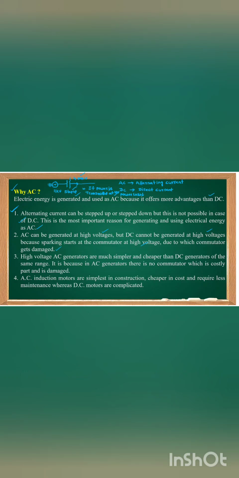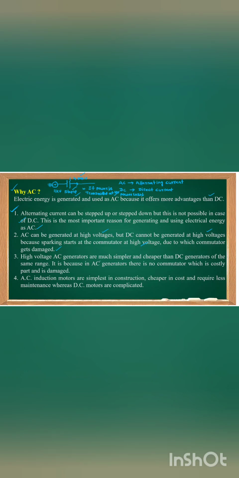Students, even EC students and electrical students, have minimum knowledge of electrical machines. You take the DC generator. In a DC generator, there is a commutator. If you try to generate at high voltages using DC generators, there is sparking at the commutator, then the commutator will be damaged. That's why we can't generate at high voltages.